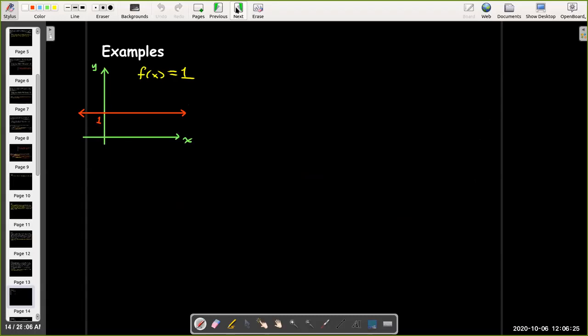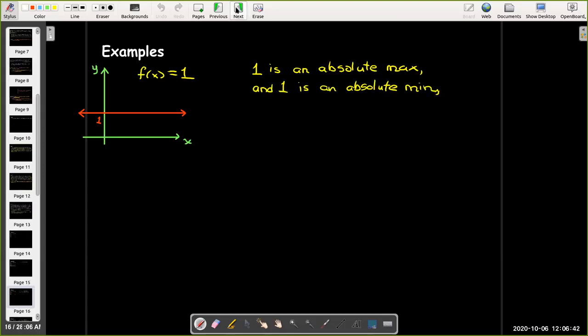So let's look at a couple of examples. Here we have a constant function, f of x equals 1. Since it always has the same function value, the same y-coordinate, then that one y-coordinate, the number 1, is an absolute max. It's also an absolute min. It's also a local max. It's also a local min. Kind of boring.